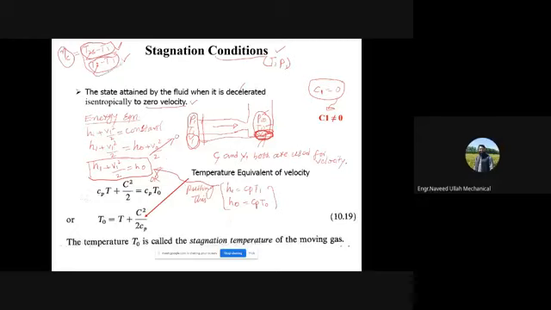These are basically static temperatures, and even if you have some relationship for pressures like P2 by P1 etc., these are basically static pressures. Okay, so previously I'm telling you that we were talking about the static pressures and static temperatures.